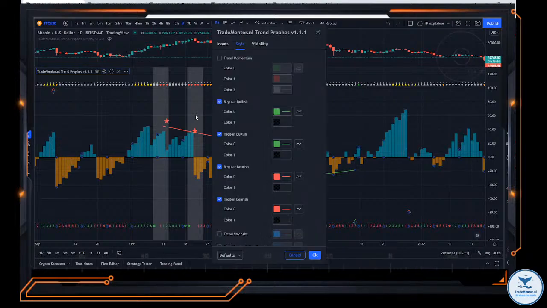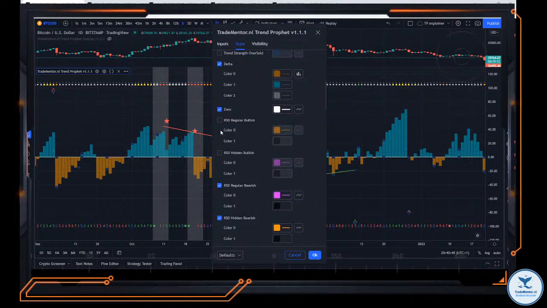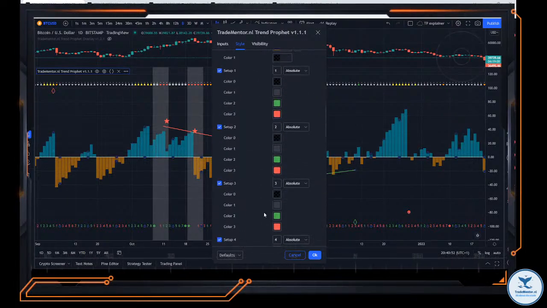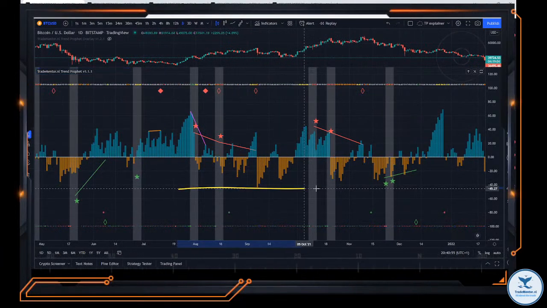I disabled one thing too many, I think. Oh, there we go. See if we can find some divergences.